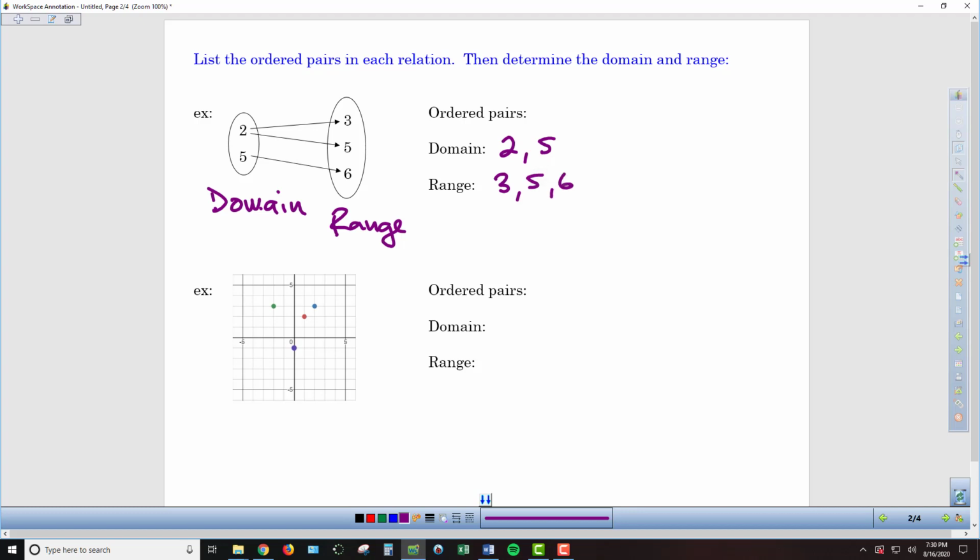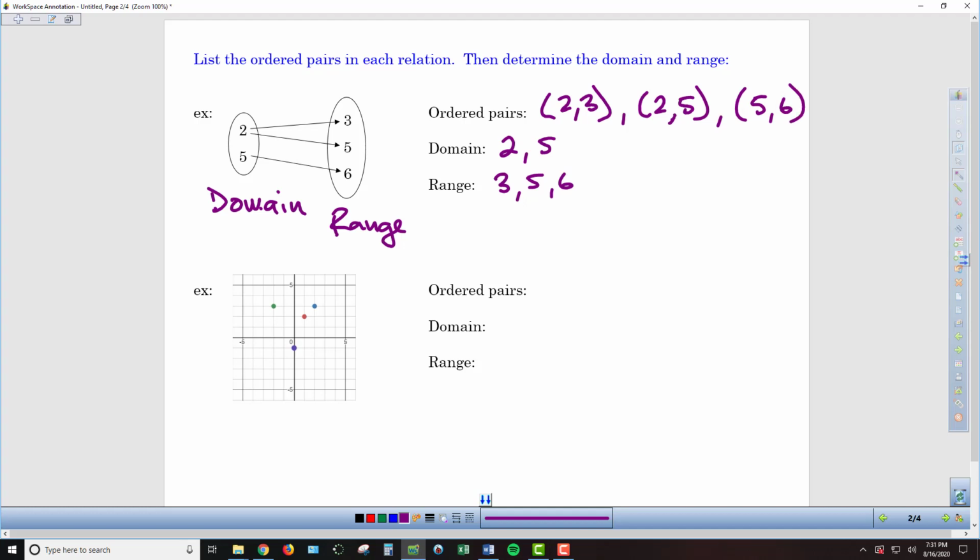And so each of those arrows just represents an ordered pair, an XY pairing. So we could write 2, 3 is the first ordered pair. We've got 2, 5, it's a comma there, believe it or not, is the second ordered pair. And then 5, 6 would be the third ordered pair that's being described there.